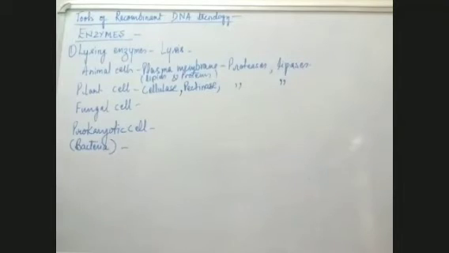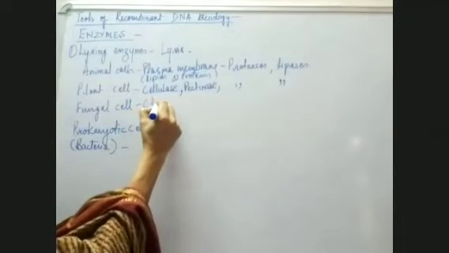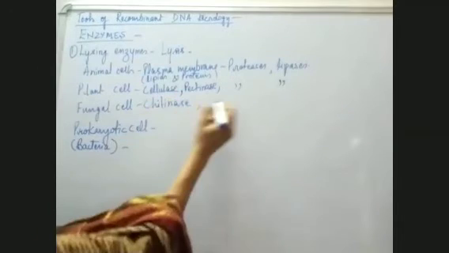So, what do we need to break that cell wall? We need chitinase. So, another enzyme which is used here is chitinase, and along with chitinase, again proteases and lipases. We have this. Now we come to the prokaryotic cell.